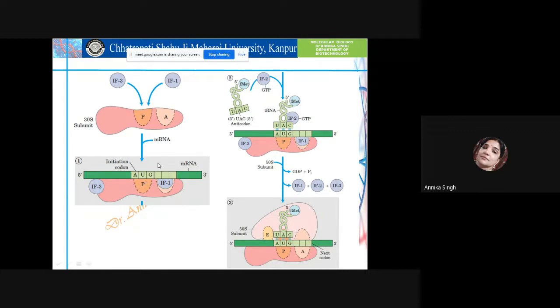This complex formation takes three steps, and the energy is provided by GTP, which is hydrolyzed into GDP plus Pi. These three initiation factors, IF1, IF3, and IF2, are actually responsible for formation of the initiation complex, and they are known as initiation factors. So IF1 first binds with the aminoacyl site, then messenger RNA.